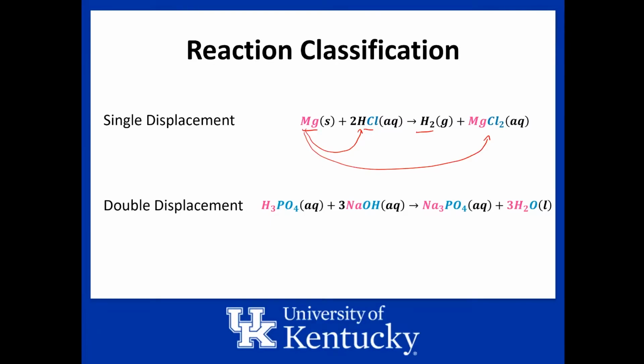A little more complicated then is the double displacement. That is where now both the anions and cations of each molecule, or well, in this case just two molecules, both of them now swap places. So, in the case of phosphoric acid here, we've got three hydrogens. They will swap places with these three sodium ions. And of course, the phosphate will swap with hydroxide.